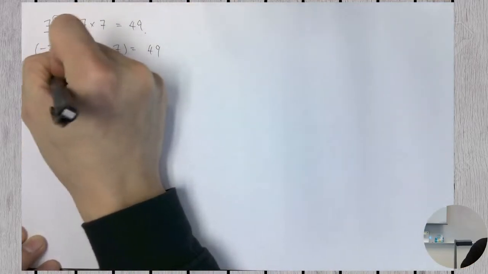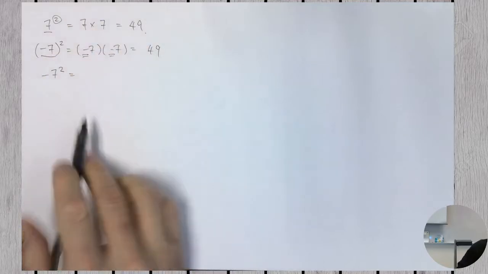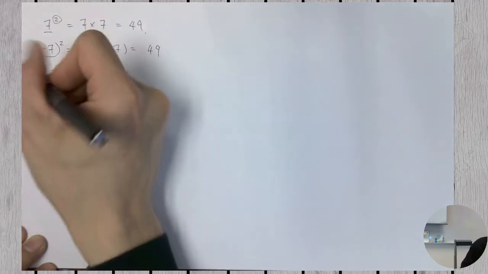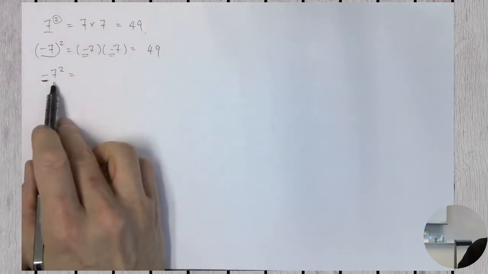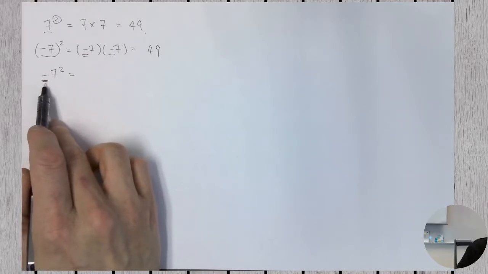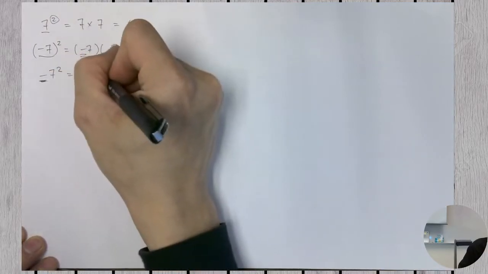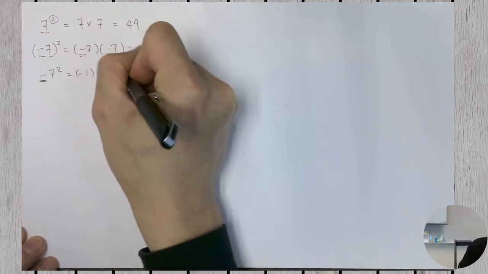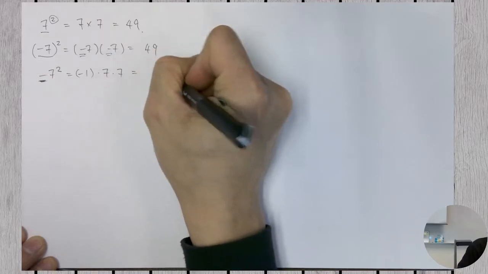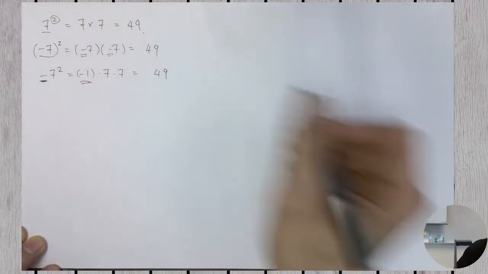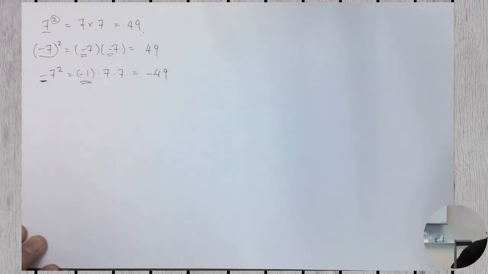If you have negative 7 power 2 without the bracket, this is different. This is likened to negative 1 times 7 twice. You don't have 2 of the negative ones. You only have 1 of them. This will be equivalent to negative 1 times 7 times 7. You're going to have 49. You only have 1 of these negative ones. The result is going to be negative 49. Okay, so that's as far as exponents go.